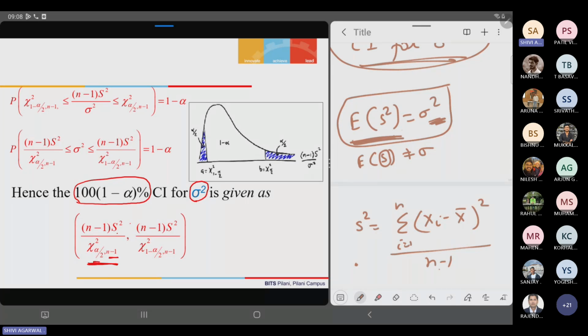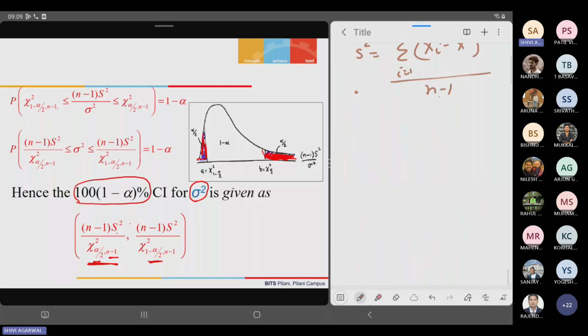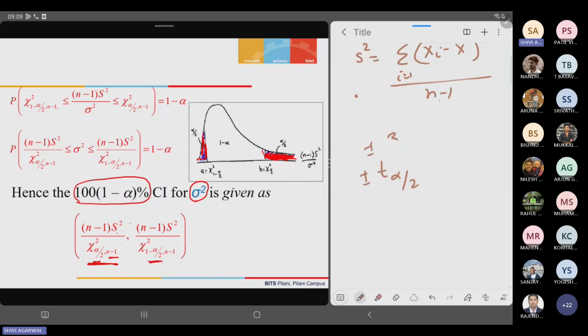So it is alpha by 2 and this is 1 minus alpha by 2. 1 minus alpha by 2 is this and alpha by 2 is this, and we have to find these separately. Why? Because this curve is not symmetric. The Z distribution and T distribution we have done are symmetric curves, so we find only one value and use plus minus Z alpha by 2 or T alpha by 2. But here we can't use it. We have to use the chi square.